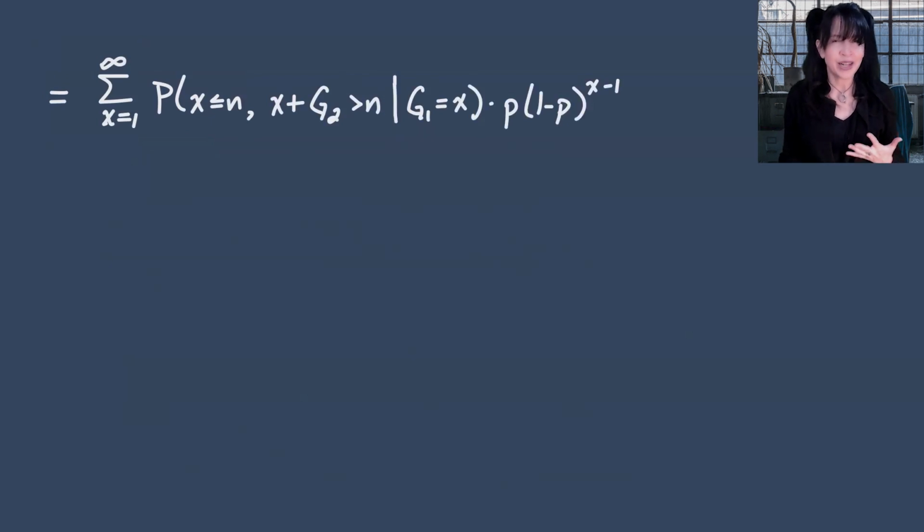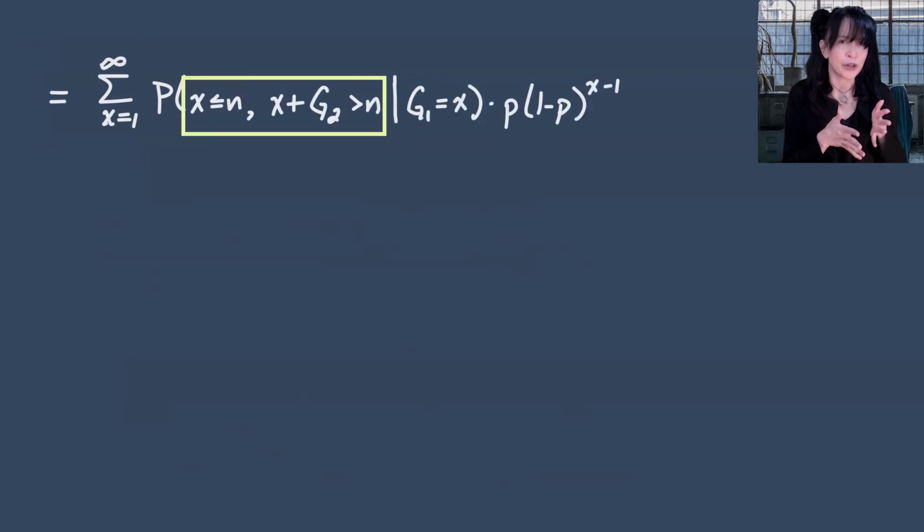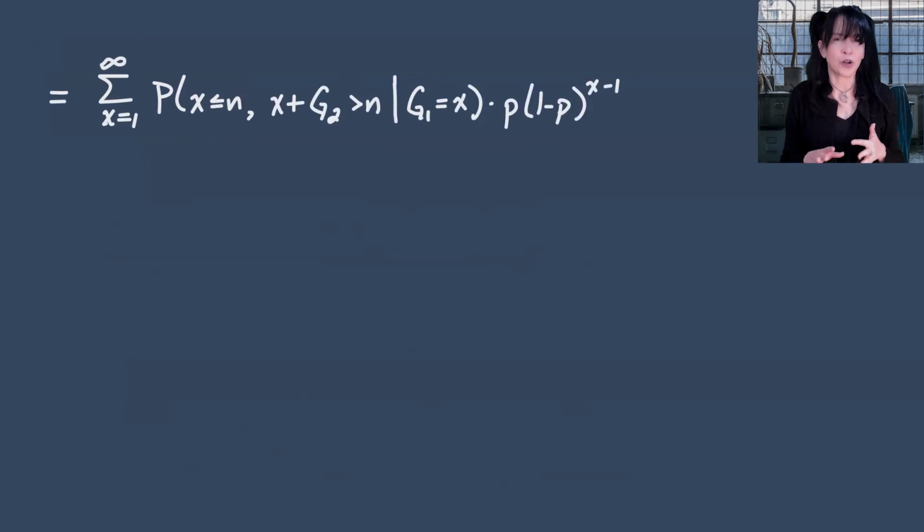However, capital G1 and capital G2 are independent, so once I've plugged in that capital G1 equals little x, not only is there no more capital G1 over here, but the only random quantity on the left side of the conditional line is independent of what's on the right side of the conditional line, so it's no longer relevant.